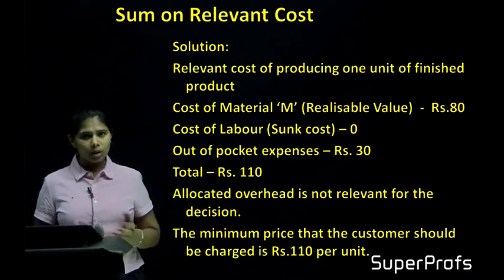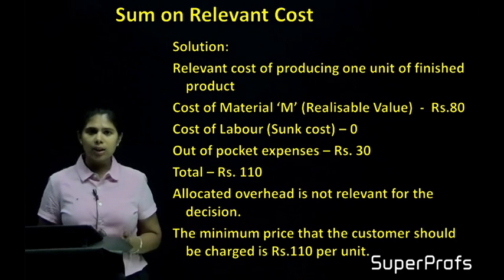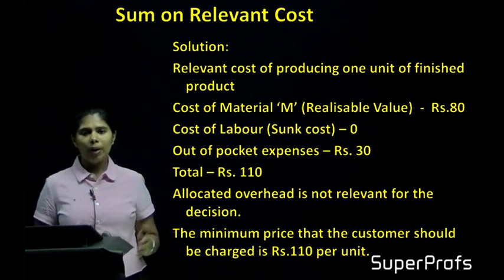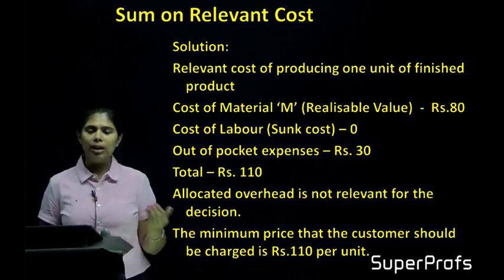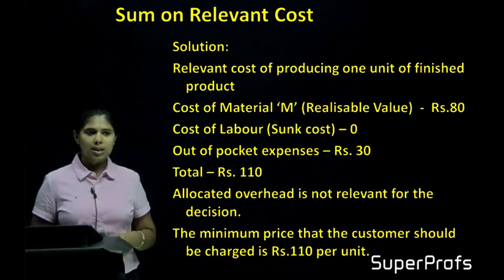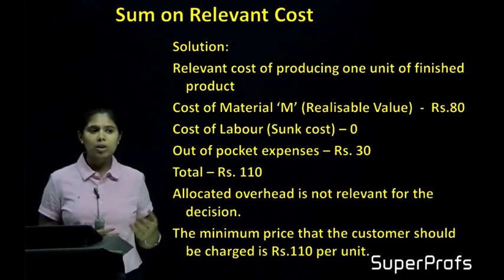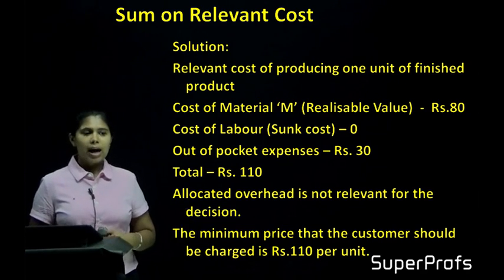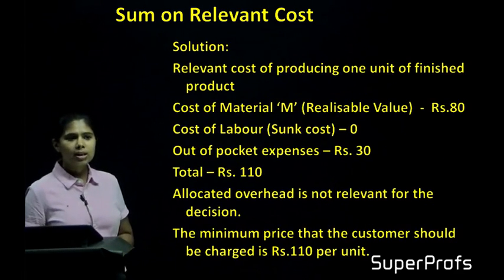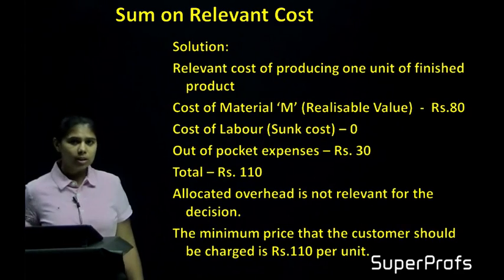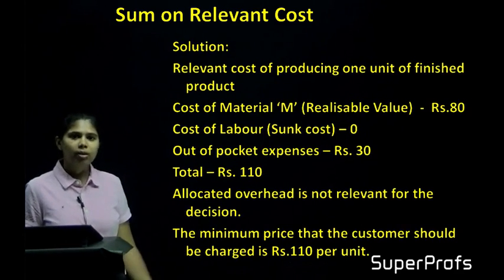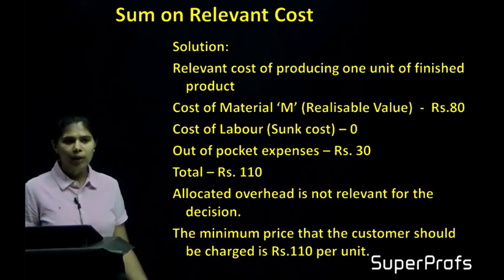Labor, it's a sunk cost. I will not consider anything for it because I'm not losing any contribution elsewhere by doing this, and I'm not incurring any extra cost. So cost of labor is 0. Out-of-pocket expenses, I'm incurring extra, which is 30 rupees per unit, and allocated overheads, which was 10 rupees per unit. Allocated overheads are not relevant for the decision because it's an overhead which will be absorbed by another job if I do not manufacture this.